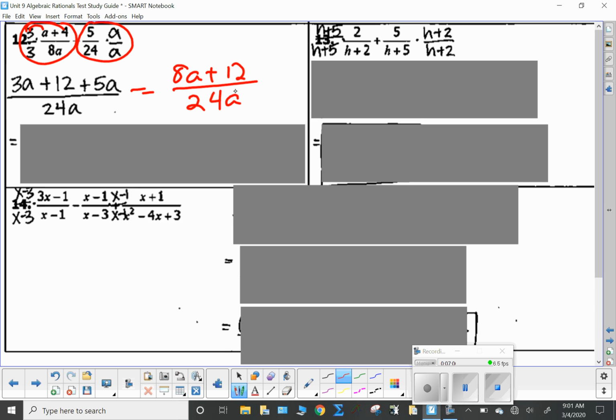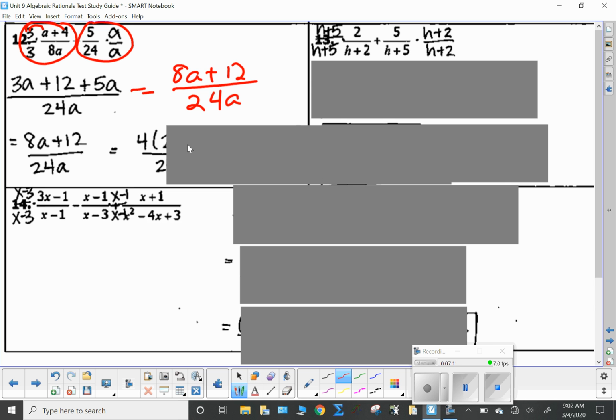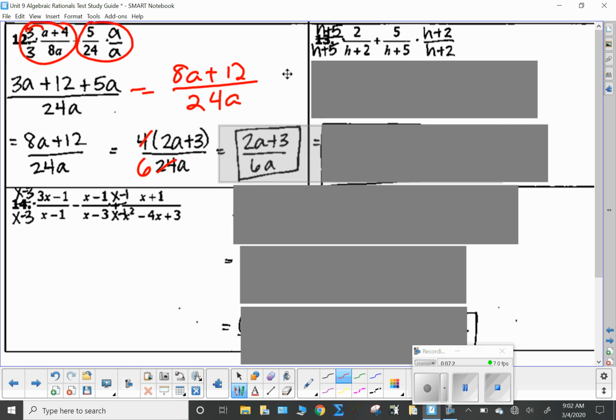24a. Do not go and cancel that a yet. You can't do that. This is a plus stuff, so these a's don't cancel. I can, however, factor the numerator, taking a 4 out. When I do that, then 4 will go into itself once and into 24 6 times. I am now done. Yes, the 2 and yes, the 3, but they cannot cancel with the 6. It would have to go into both things.